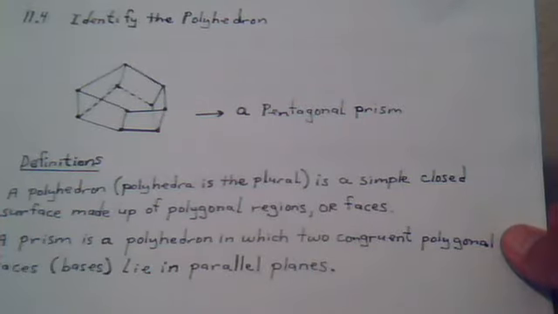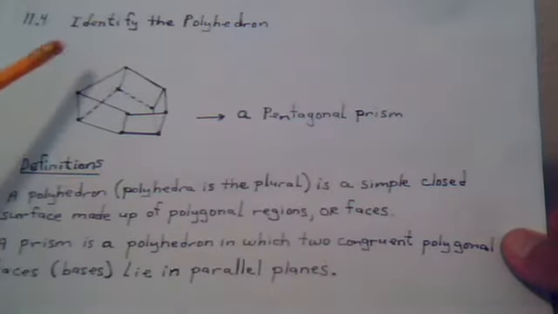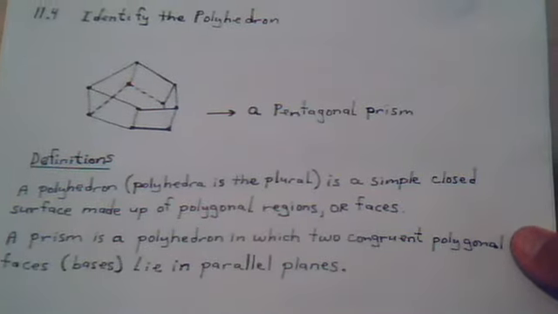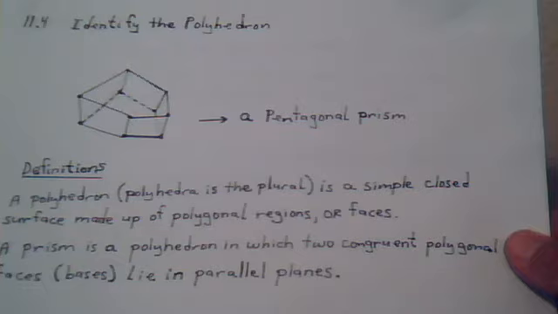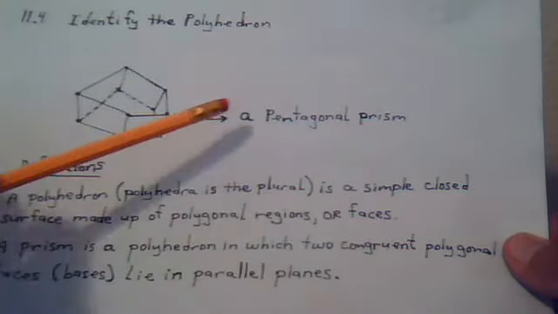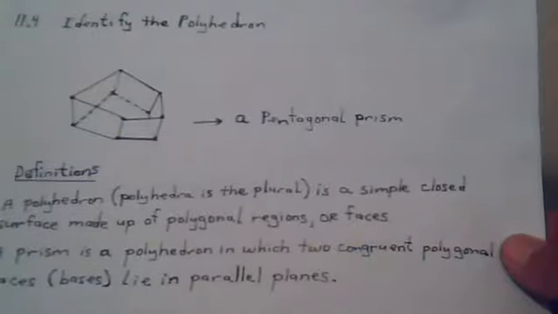Identify the polyhedron. This is a polyhedron we're considering. And notice it's a three-dimensional figure. There's length, width, and depth. This one's called a pentagonal prism.